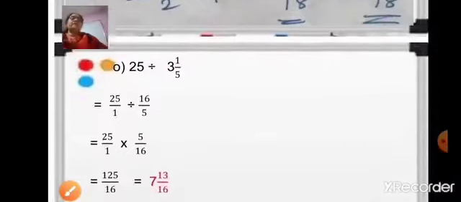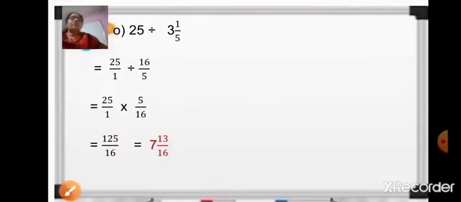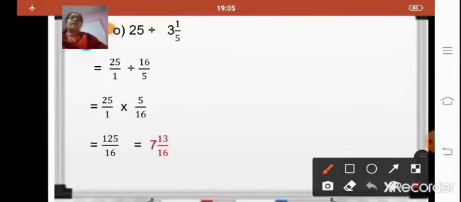Now coming to the next one, the last sum. Yes, 25 divided by 3 whole 1 upon 5. So 25 upon 1 divided by, this you have changed into improper. 5 3s are 15 plus 1 will become 16 upon 5. Now change the division sign to multiplication. So that will be 25 upon 1 into 5 upon 16. Okay. Now here no number is divisible. So 25 multiplied by 5 is 125 upon 16, which is an improper fraction. So divide it and then write it as a mixed fraction, that is 7 whole 13 upon 16.